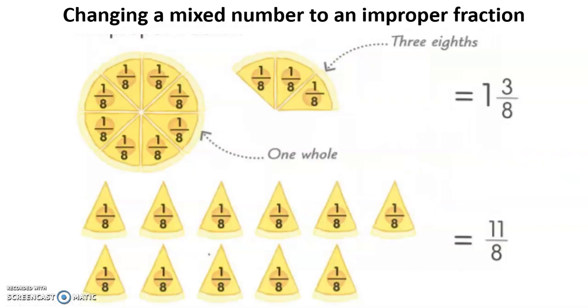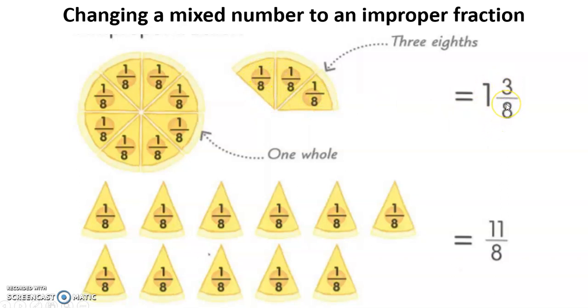So we have another example. This time we're going to change a mixed number to an improper fraction. So we're going the other way. I've got 1 whole and 3/8 over here. That's why it's 1 3/8. Okay, so I've got one whole pizza and then another 3 pieces, each an eighth in size.